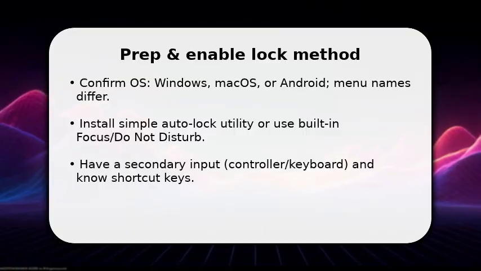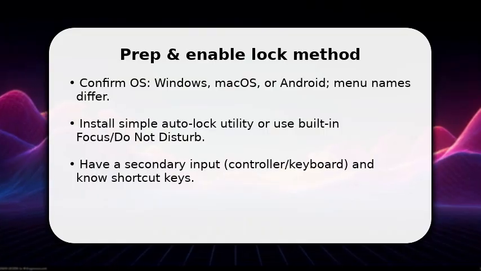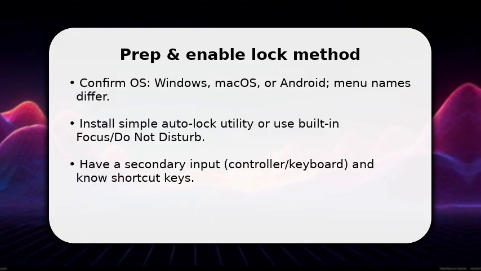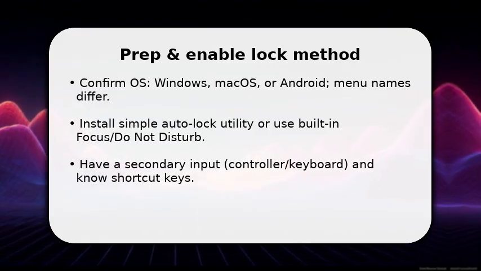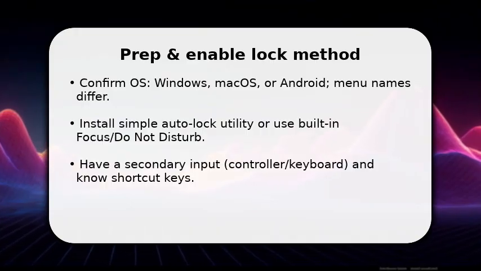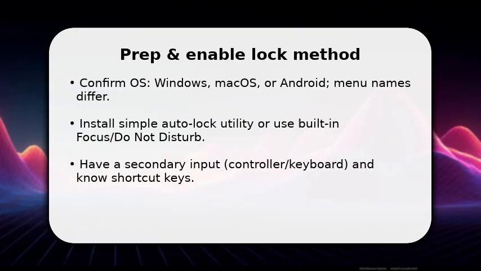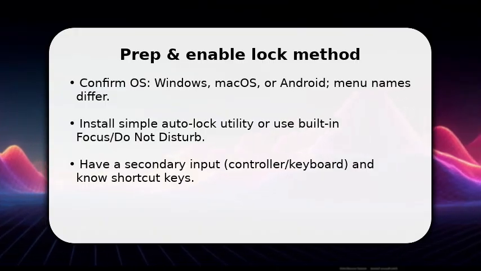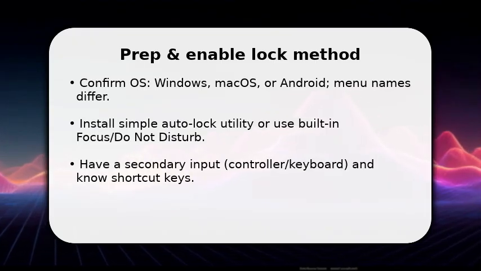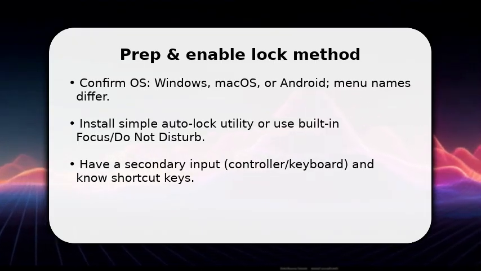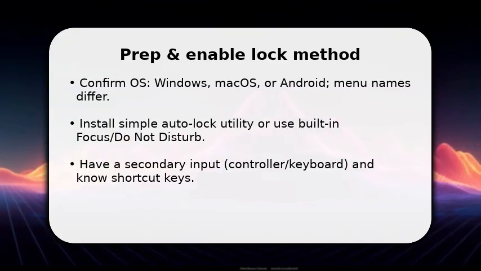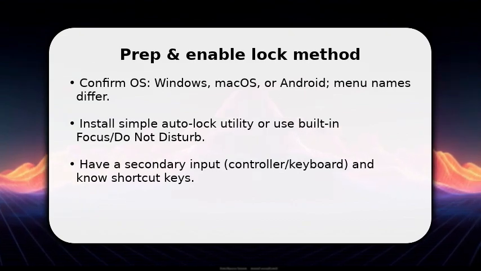You start by enabling the feature that will actually lock the screen while the game runs. On Windows, open Settings. On Mac OS, open System Preferences. On Android, open Security. Once done, enable Do Not Disturb or an app-specific auto-lock utility and allow necessary permissions. Make sure you have a controller or keyboard nearby and memorize the Quick Unlock shortcut. This prepares the system to stay focused on the game while preventing accidental screen changes.